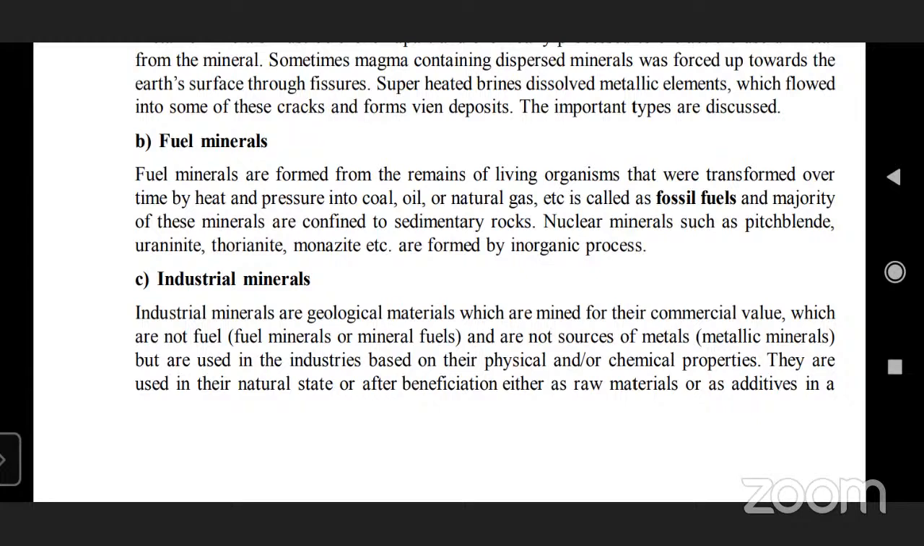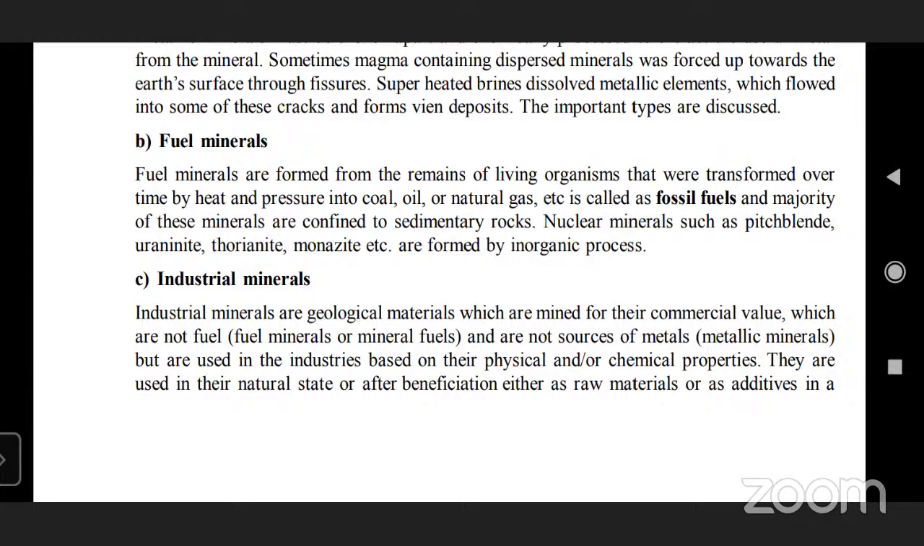Industrial minerals, the name itself indicates, are very important minerals, and they are the raw materials for the industries. Such minerals are called industrial minerals. The industrial minerals are the geological materials which are mined for their commercial value, which are not fuel. Fuel minerals are mineral fuels, which are not industrial minerals.